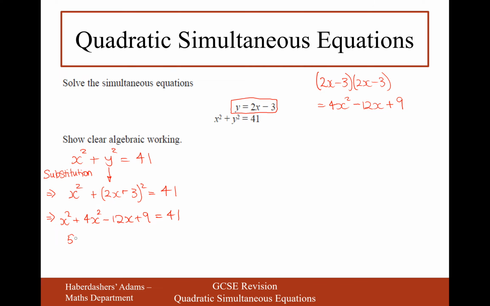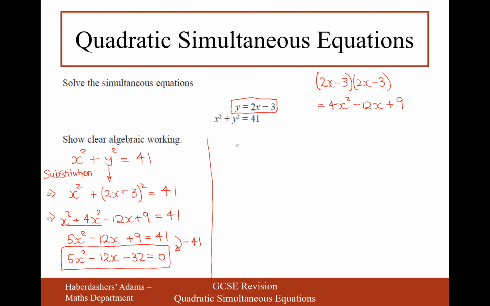Let's just tidy up the left-hand side a little bit. 5x squared, because x squared plus 4x squared is 5x squared, minus 12x, and then plus 9 equals 41. Now in this case we need to move all the algebra onto the left-hand side, and that only requires taking away 41 from both sides. So it's going to be 5x squared minus 12x, and then minus, let's grab a calculator to make sure we don't get this wrong, 9 minus 41 is minus 32. Equals 0, great.